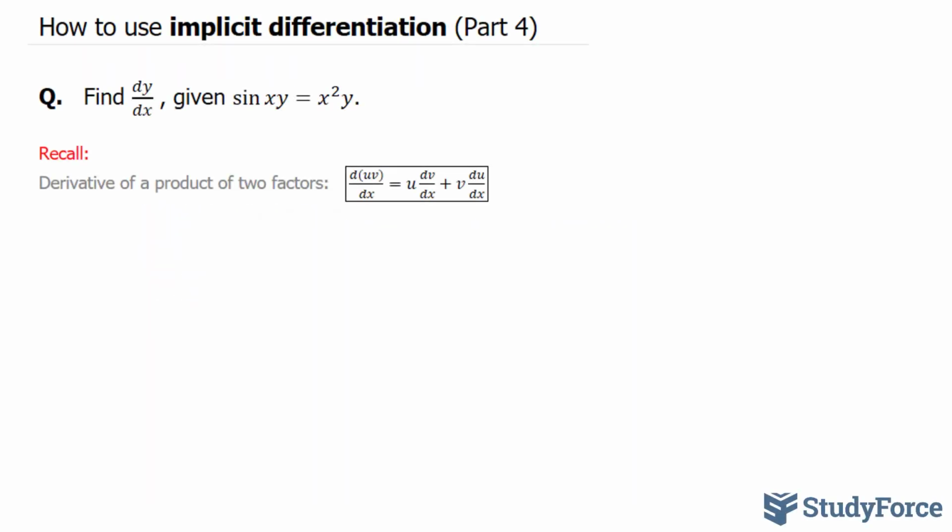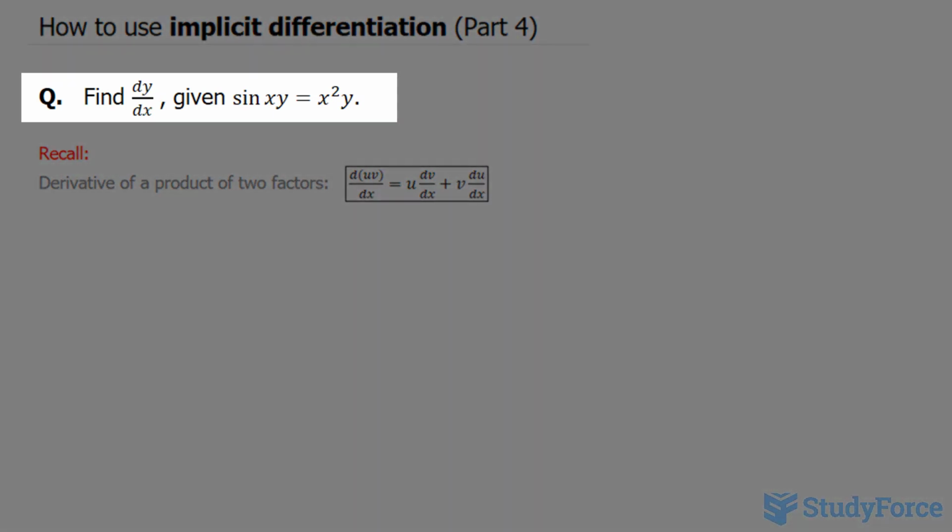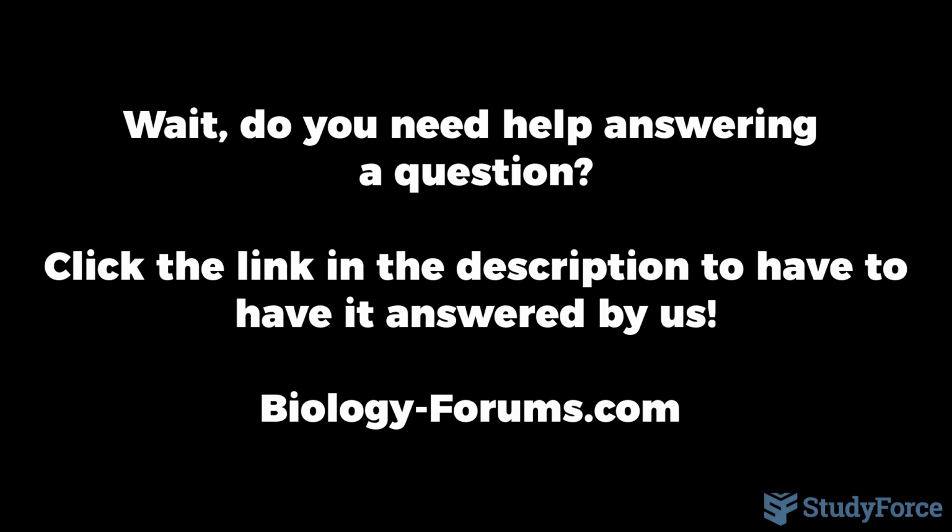In this lesson, I'll show you how to use implicit differentiation. This is part 4. The question reads, find dy over dx given the function sine xy is equal to x squared y.